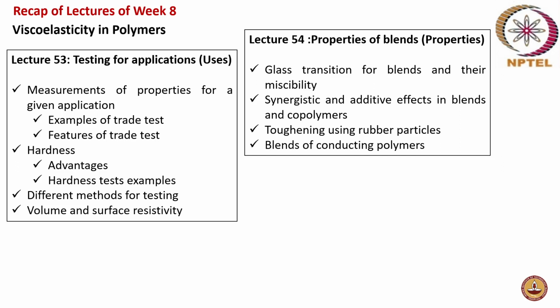It was observed that when you have pure PVA, and when you add nearly 30% of polyaniline to that, the conductivity increases several folds. There's a multiple orders of magnitude increase in the conductivity. So this was also discussed in blends of conducting polymers, while discussing properties of blends. So these were all the main contents discussed in the properties of blends.